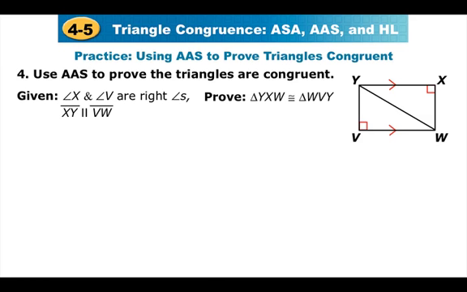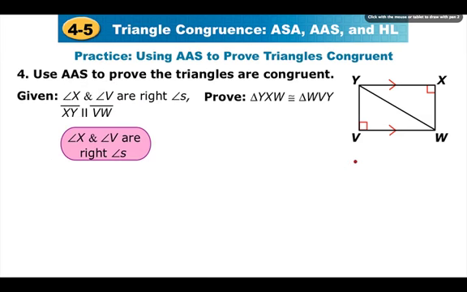Again, it says use angle side to prove the triangles are congruent, given that angle X and angle V are right angles, and you have parallel lines there, which you can read. And this is what you're trying to prove: the triangle YXW is congruent to triangle WBY.